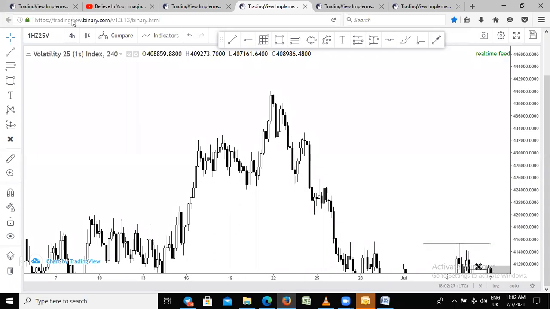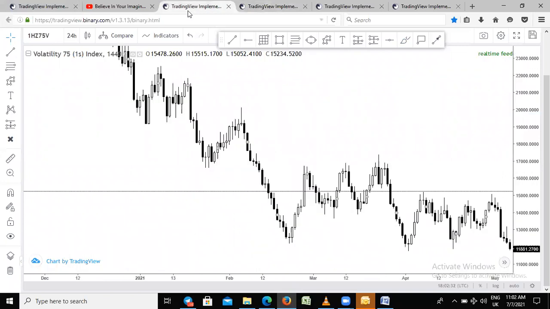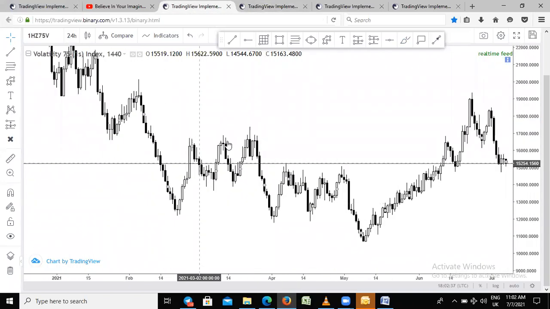Let's get it, fam. All right. So where am I? 75 1s, right? All right. Look at this. Lower low. Then we had this lower high. You understand what I'm saying? Then the market broke structure.